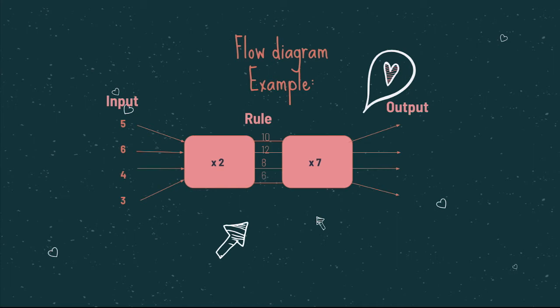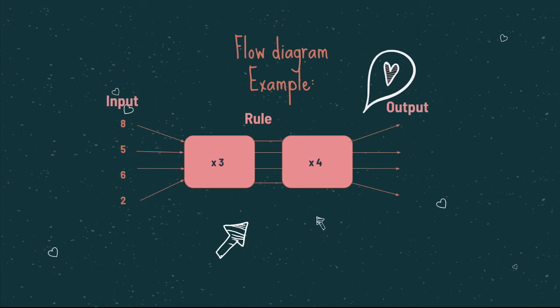Now we take those new numbers and we're going to times it by 7 to give us the final answer, and is also our output. Okay, 10 times 7 is 70. 12 times 7 is 84. 8 times 7 is 56. And 6 times 7 is 42.